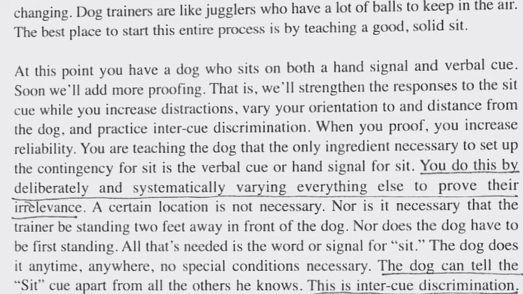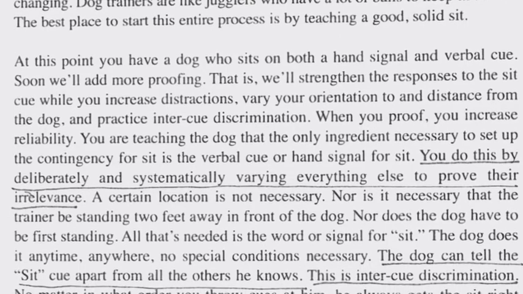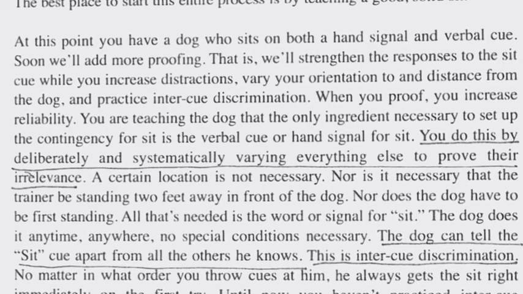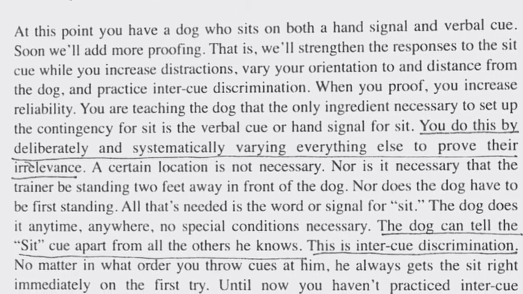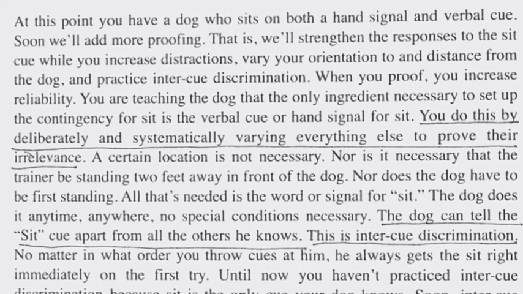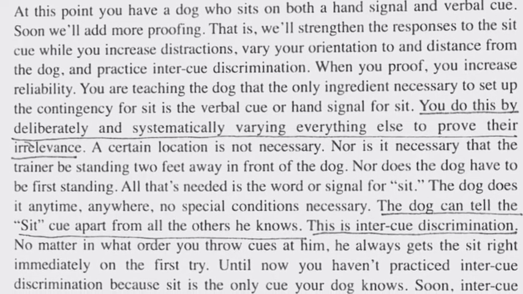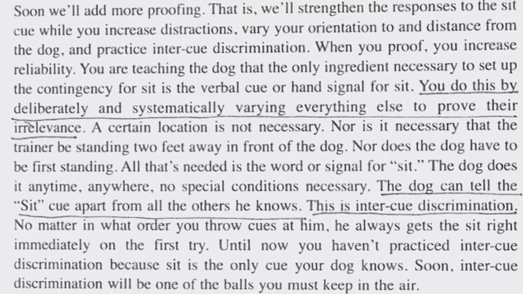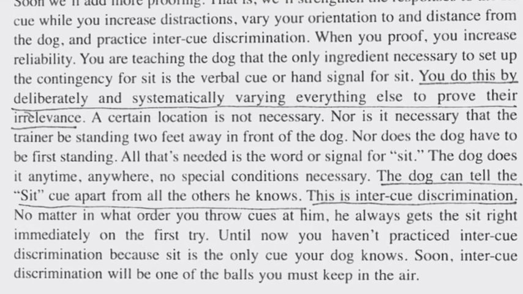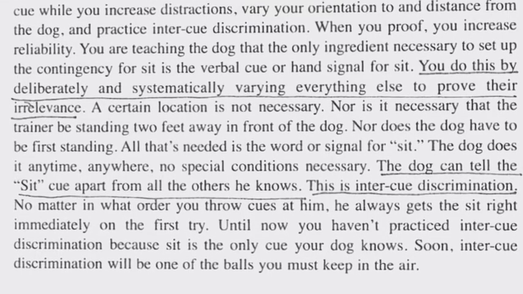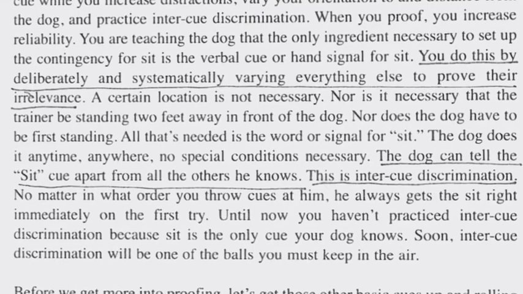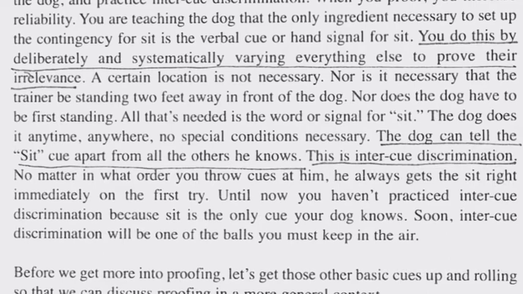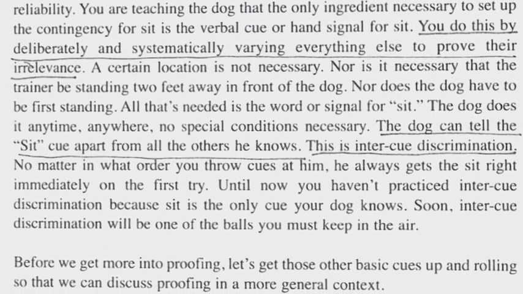That is, we'll strengthen the responses to the sit cue while you increase distractions, vary your orientation to and distance from the dog, and practice inner cue discrimination. When you proof, you increase reliability. You are teaching the dog that the only ingredient necessary to set up this contingency for sit is the verbal cue or hand signal for sit. You do this by deliberately and systematically varying everything else to prove their irrelevance. A certain location is not necessary, nor is it necessary that the trainer be standing 2 feet away in front of the dog, nor does the dog have to be first standing. All that's needed is the word or signal for sit.